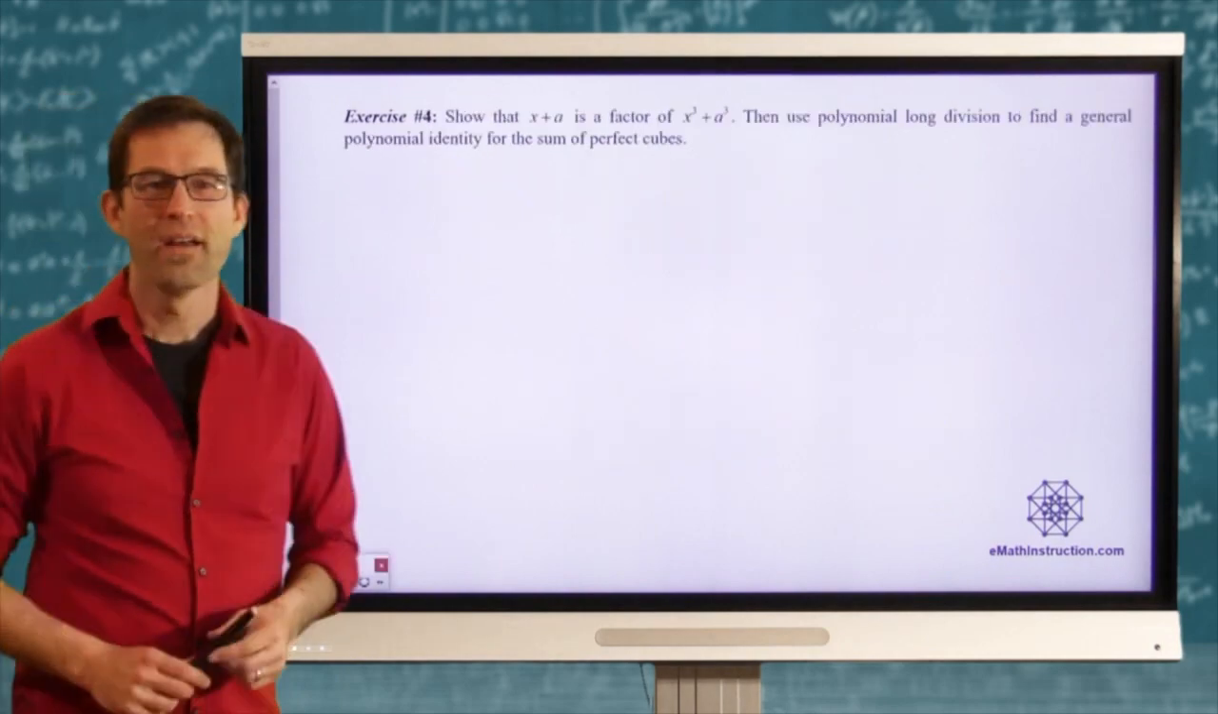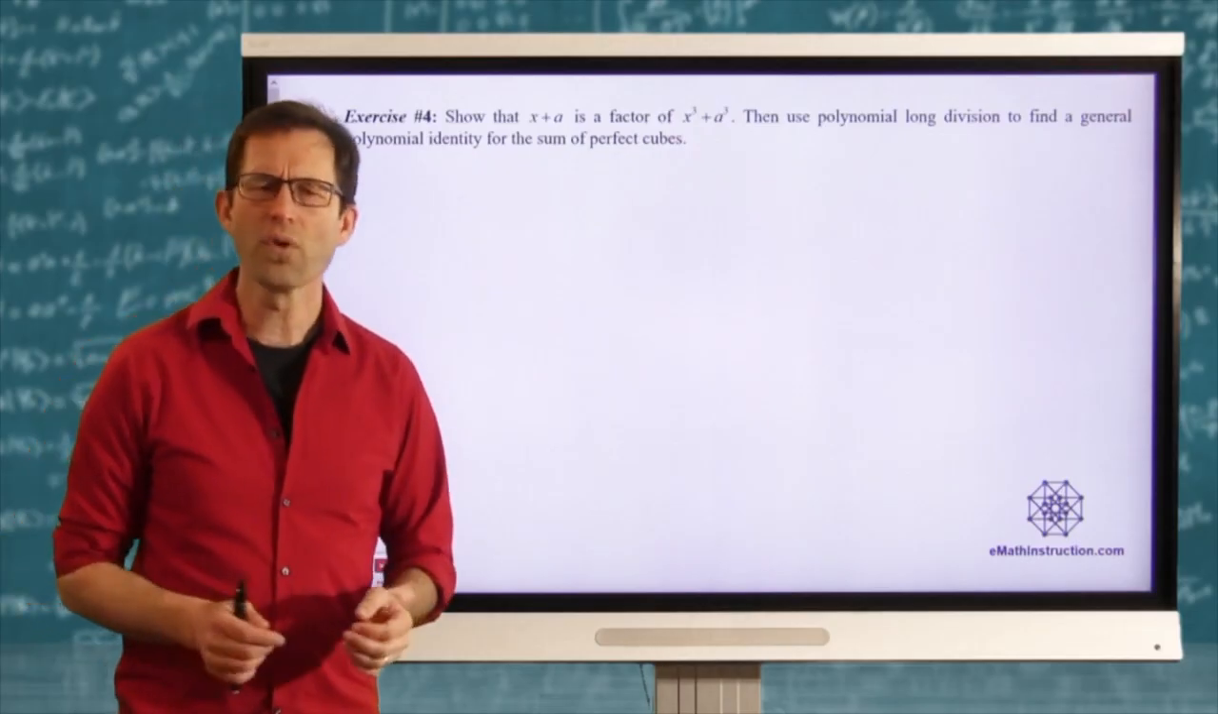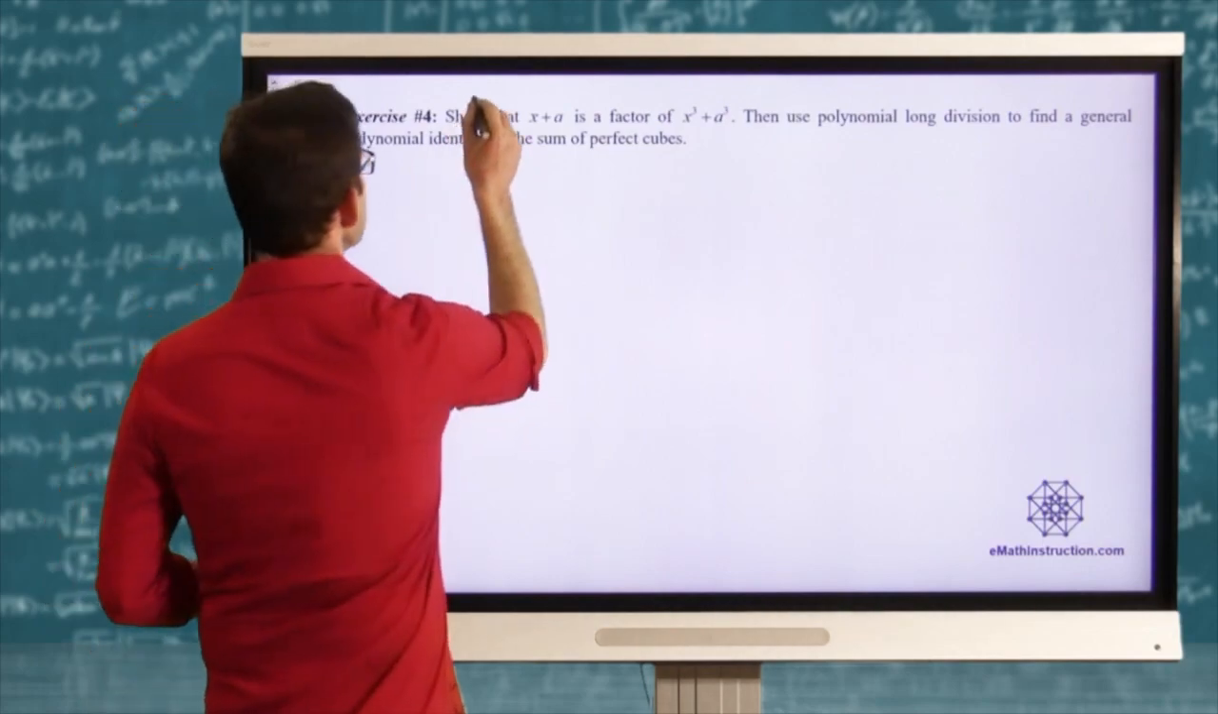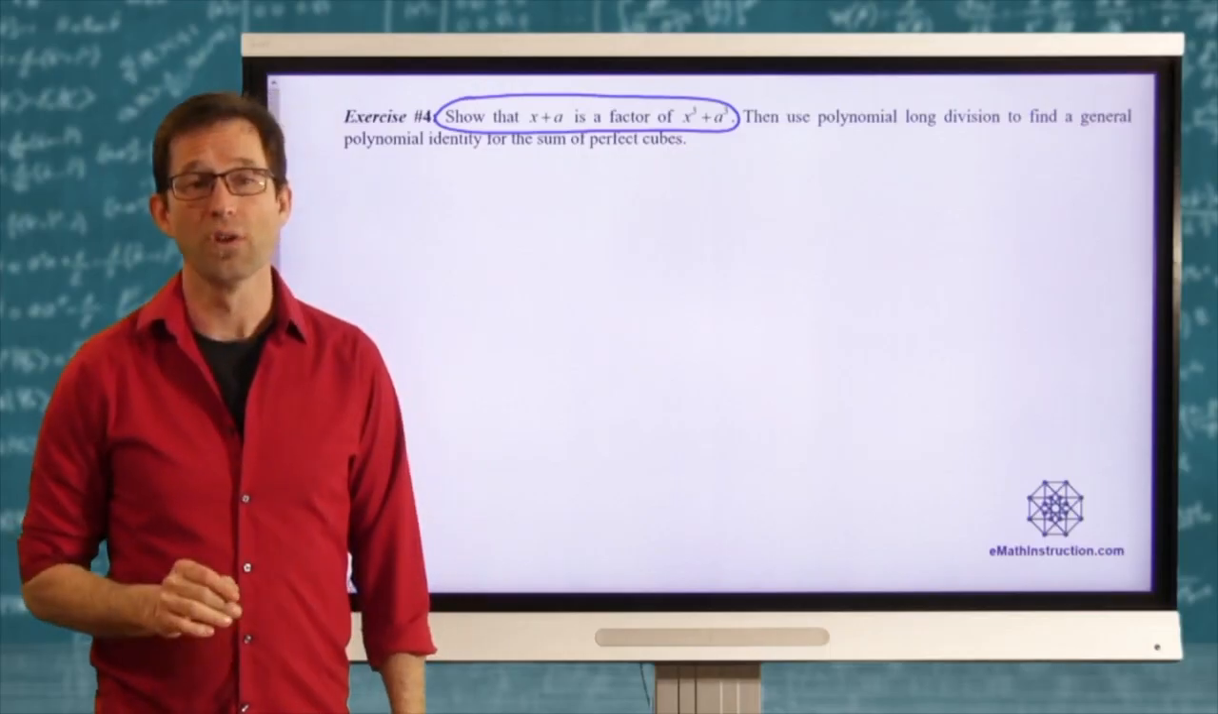All right. Exercise 4. Show that x plus a is a factor of x cubed plus a cubed. Then use polynomial long division to find a general polynomial identity for the sum of perfect cubes. All right, first, let's talk about this first part. Show that x plus a is a factor of this. Well, we could actually use polynomial long division to do that.